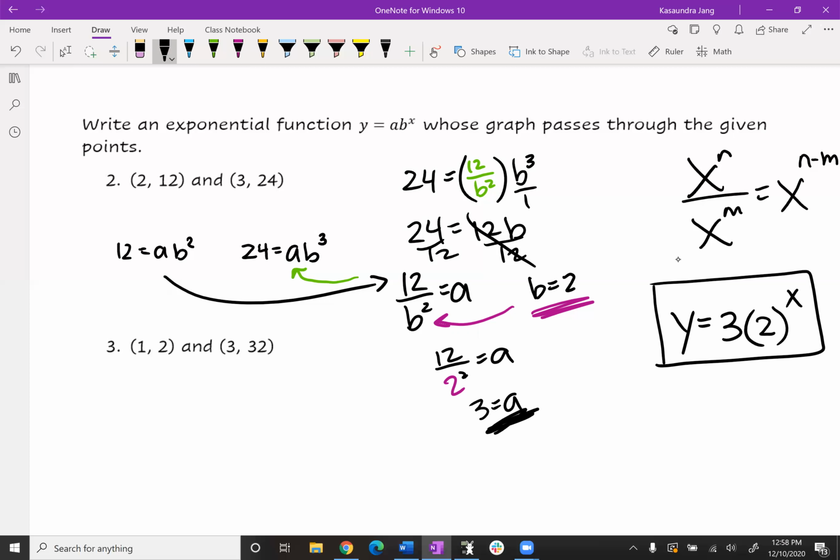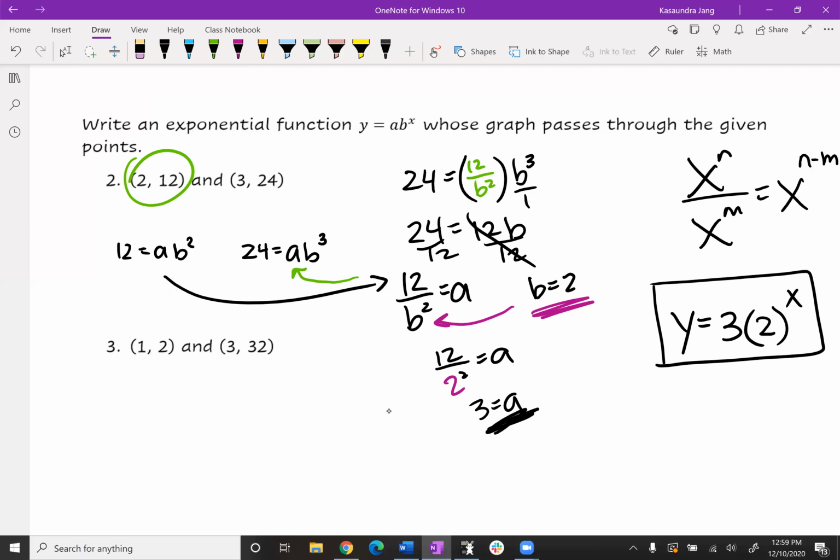All right. And to check my answer and make sure I got it right, I would pick one or both of these points and make sure it actually works in there. If I did 3 times 2 raised to this x value of 2, like 3 times 2 squared, I should get the y value 12. If I put my 12 equals 3 times 2 squared, yeah, that's true. 2 squared is 4, and 4 times 3 does equal 12. Okay, so that helps me check and make sure I got it right.